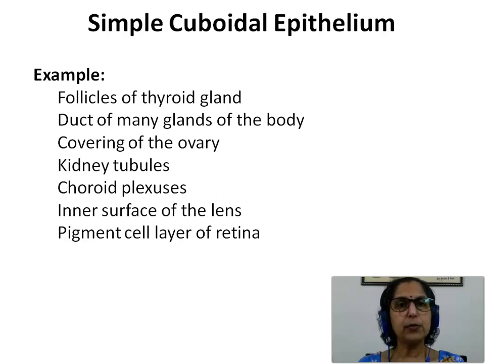Follicles of thyroid gland are lined by simple cuboidal epithelium. Ducts of many glands of the body, the covering of the ovary, kidney tubules, choroid plexus, inner surface of the lens, and the pigment layer of retina are lined by simple cuboidal epithelium.